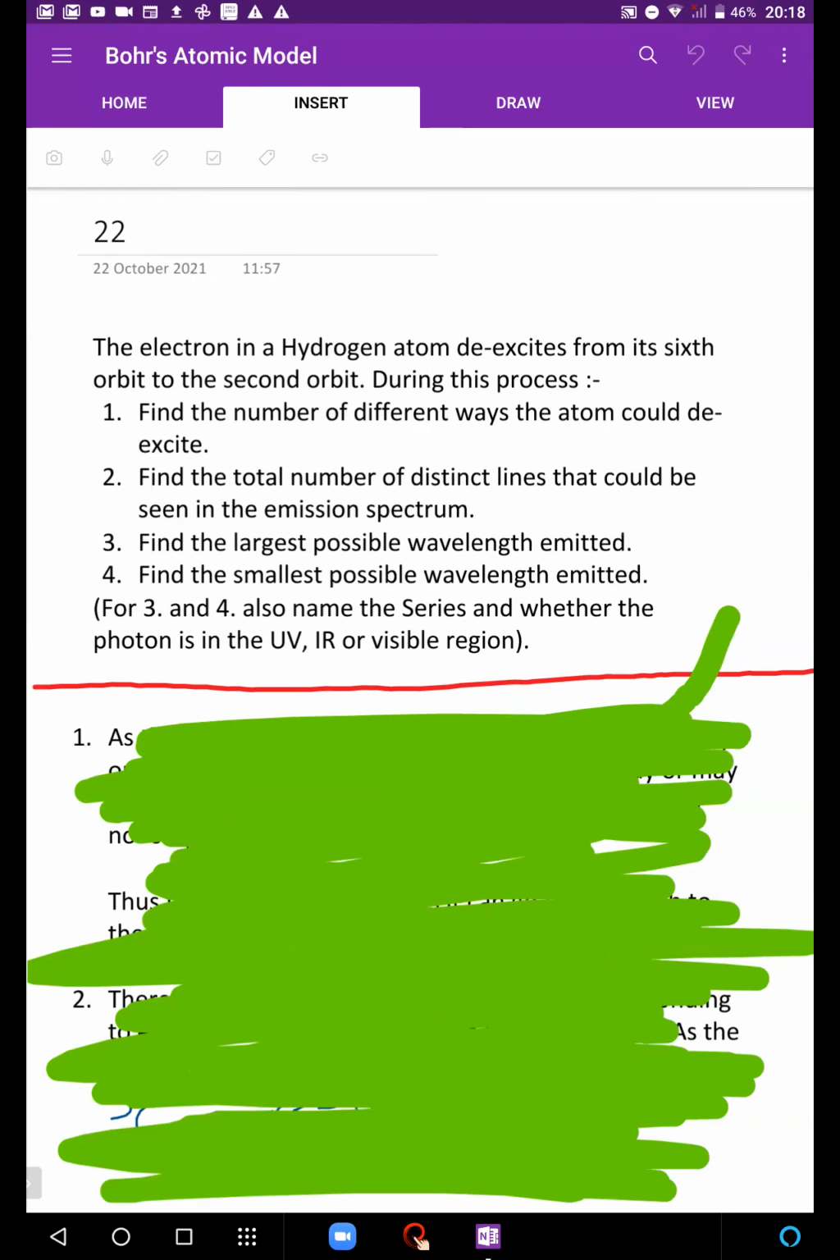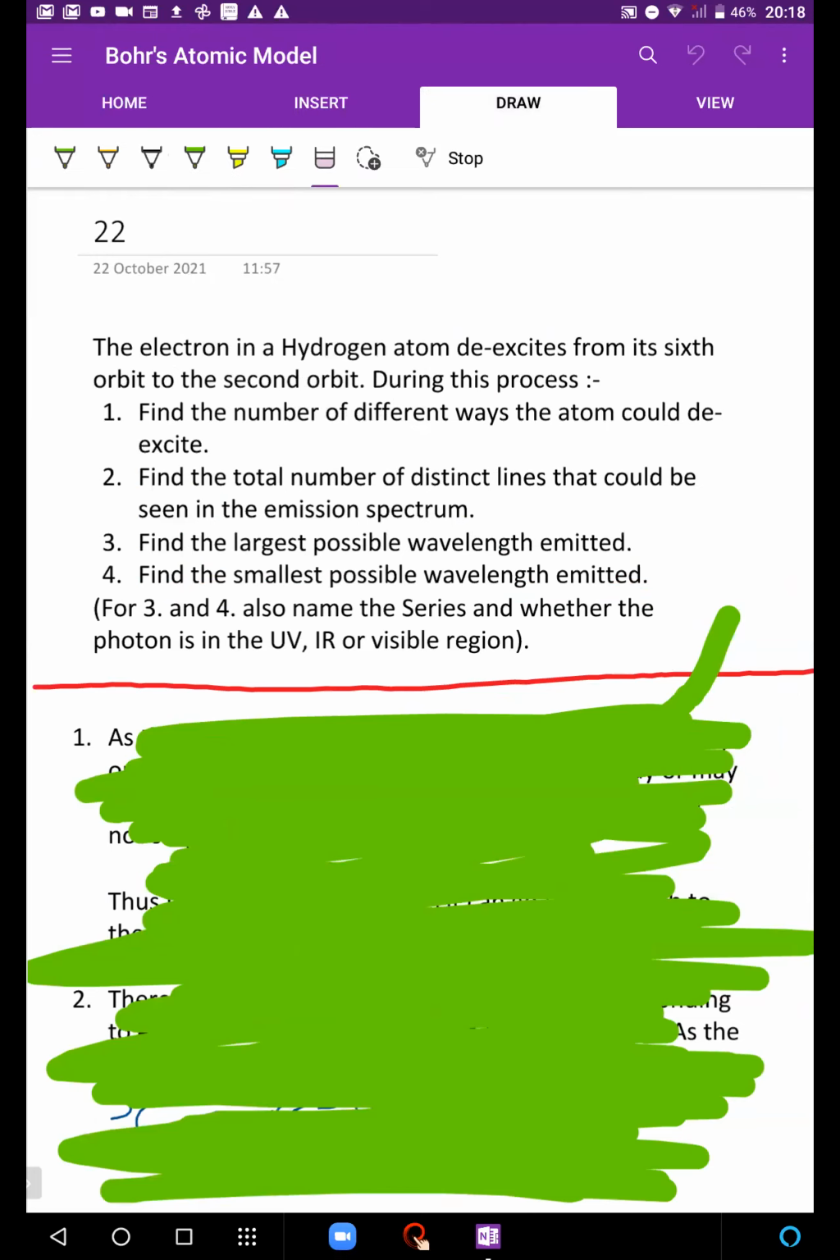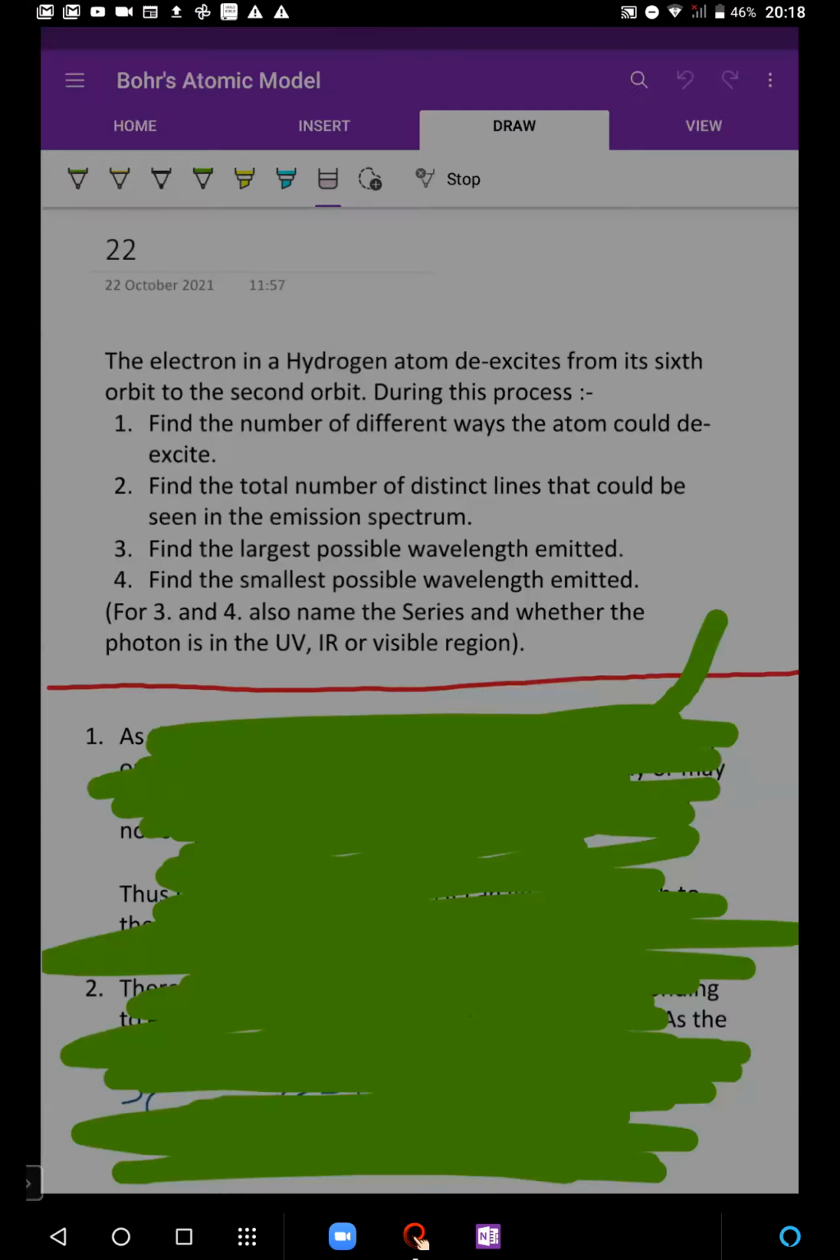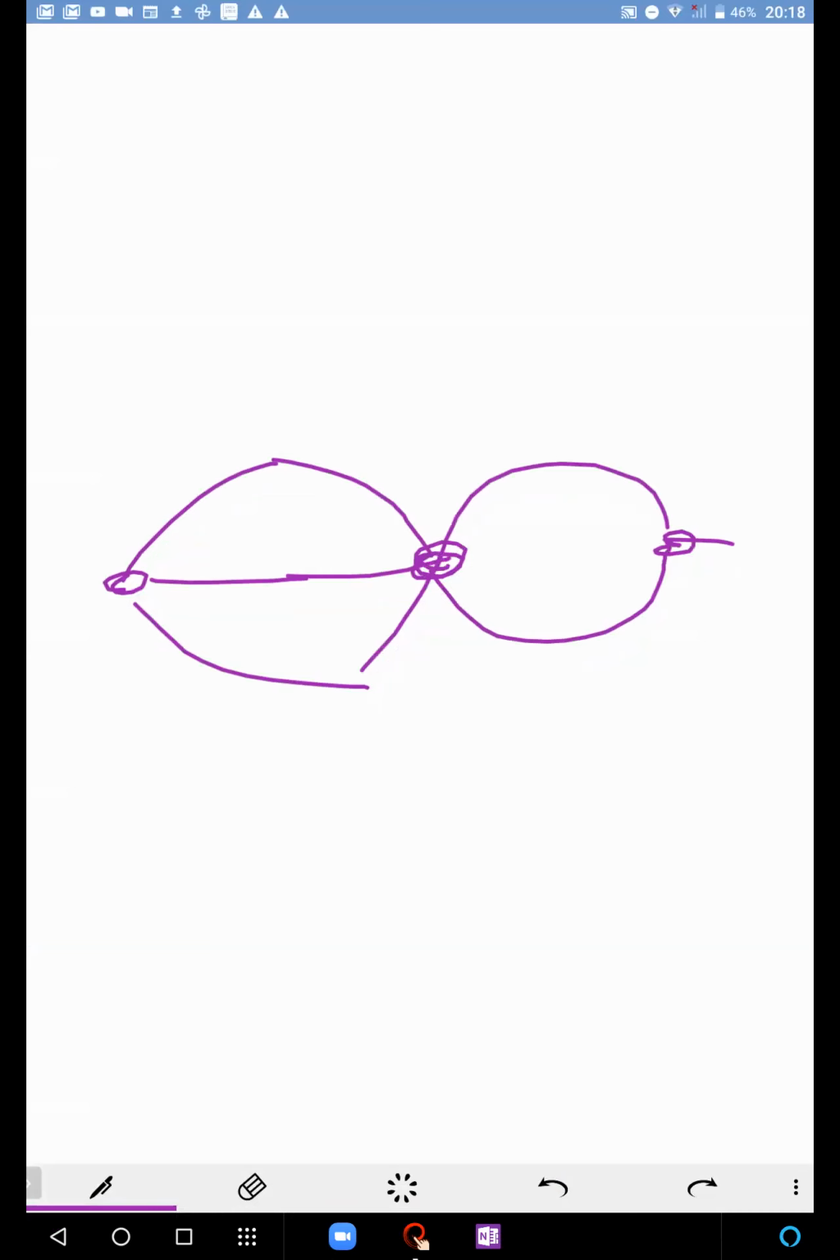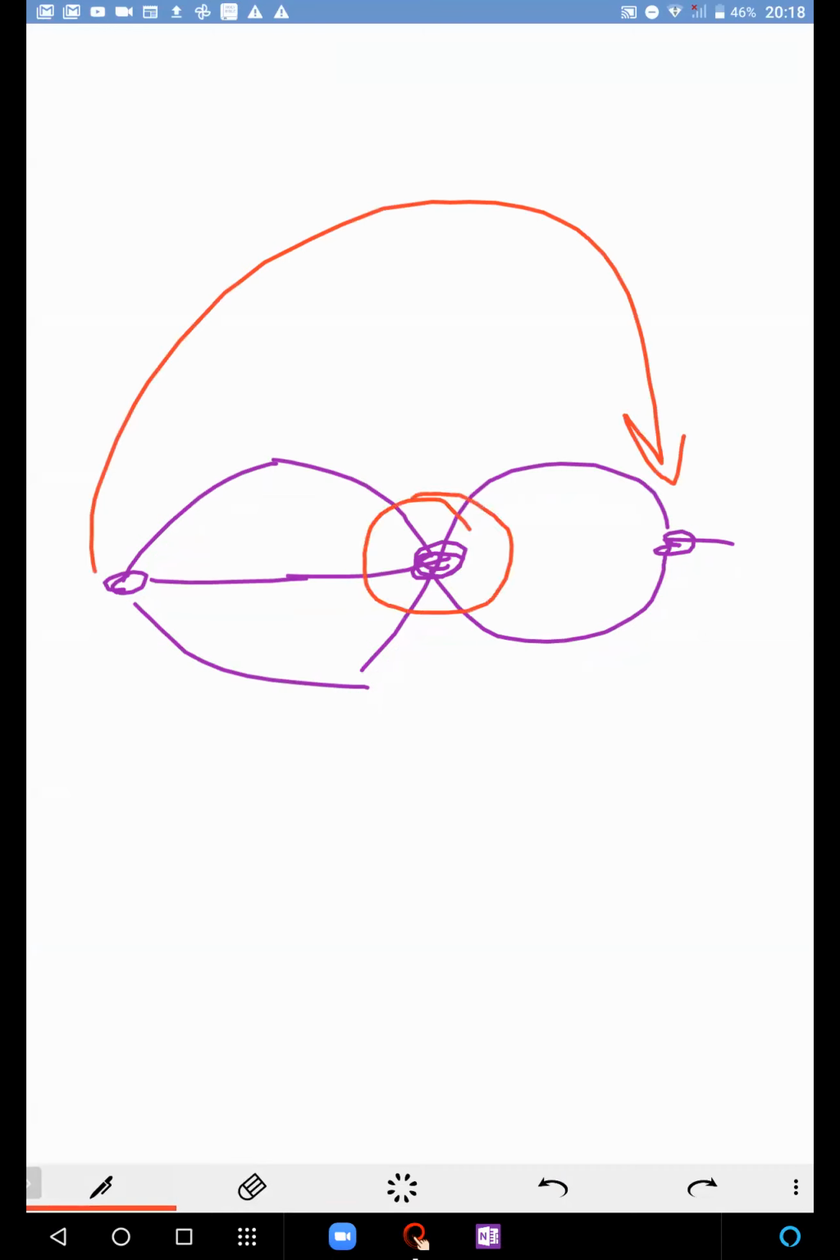So the first one is based on the simple idea of multiplication rule. How is multiplication rule valid? Like I said, multiplication rule is when you are going from one point to another point, and you are stopping at intermediate points, and you have an option of different routes, right?